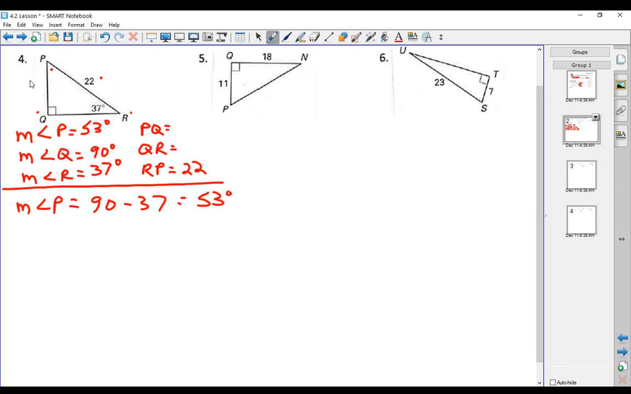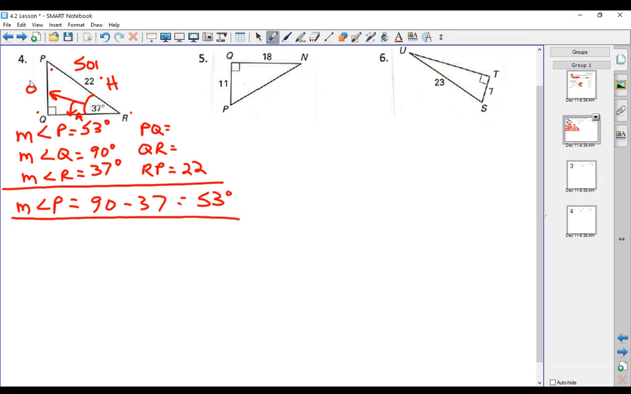So now we have all three of our angles. Now, if I want to find the missing sides here, I know an angle and I know a hypotenuse. What we want to do is use some trig ratios in order to figure out the missing sides. In relation to 37 degrees, this is the opposite side, this is the hypotenuse, and this would be the adjacent side. So if I want to find PQ, I am looking at the opposite side and I know the hypotenuse.